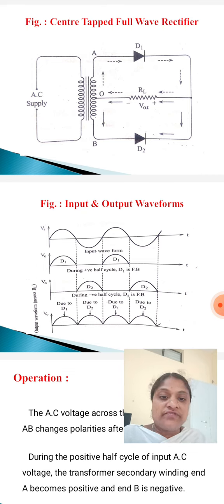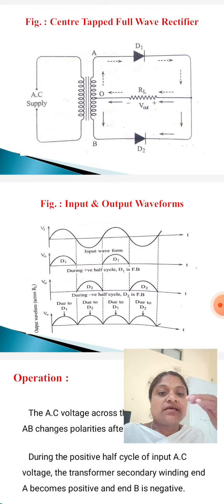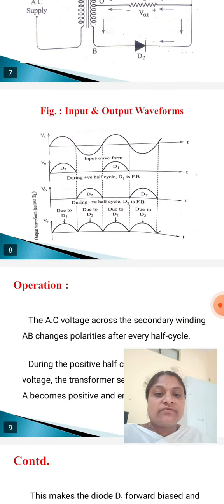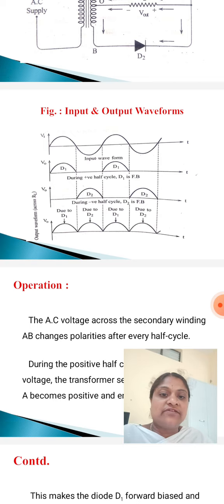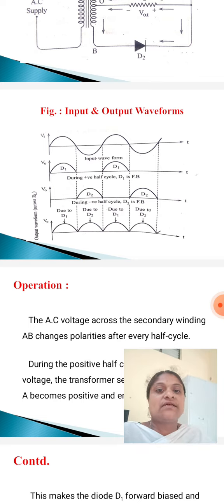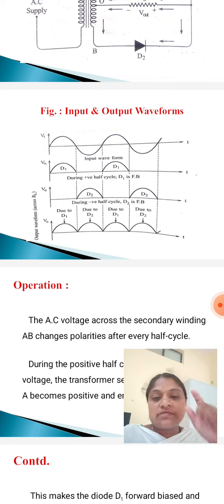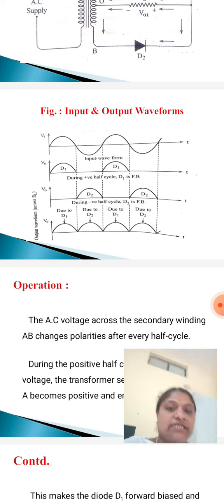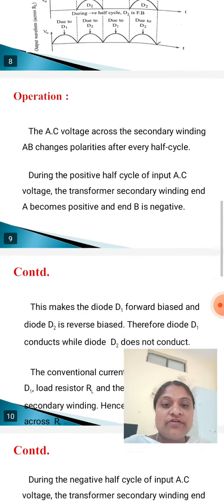Observe the third waveform. D2 conducts during the negative half cycle. D2 is forward biased, D2 conducts. So it appears as a positive half cycle because both are in the same direction. Then observe the last waveform. Due to D1 the positive half cycle forms, and due to D2 the negative half cycle goes to a positive half cycle, because both are in the same direction through the load resistor. The last waveform is nothing but the total output of the center tapped full wave rectifier.